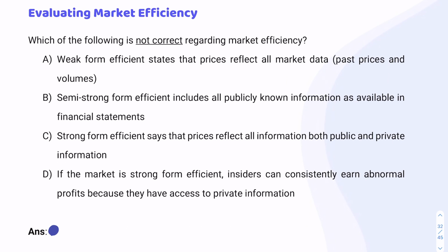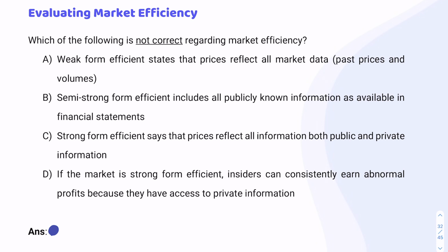We're going through a whole lot of questions. We want to be able to be comfortable with what's being discussed here. So this one asks, which of the following is not correct regarding market efficiency? Weak form efficient states that prices reflect all market data, past prices, and volumes. Semi-strong form efficient includes all publicly known information as available in financial statements. All right? Strong form efficient says that prices reflect all information, both public and private information. If the market is strong form efficient, insiders can consistently earn abnormal profits because they have access to private information.